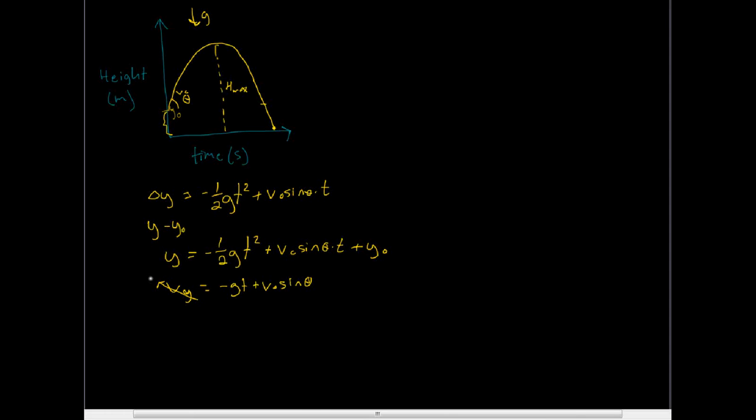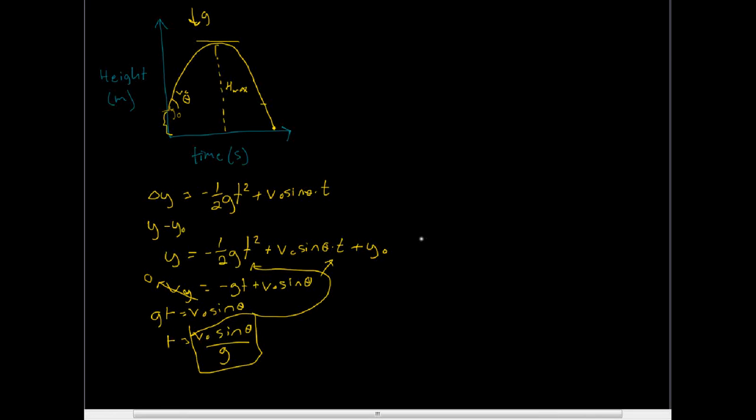Setting this equal to 0 like we did in the first one, because that's when the ball or the projectile is going to reach its maximum. And that yields gt equals v naught sine theta, and t equals v naught sine theta over g. And we're just going to plug that value of time in for time in our y equation, one right there and one right there.